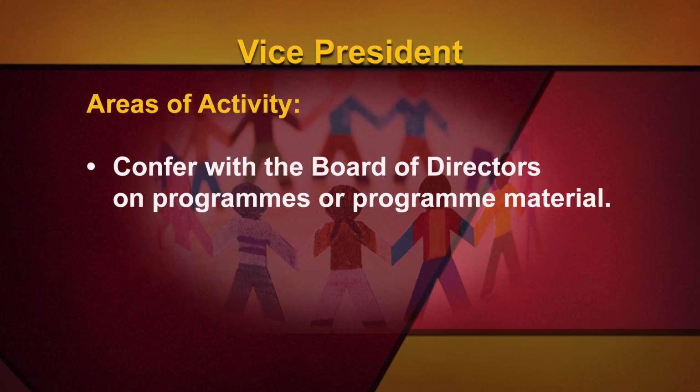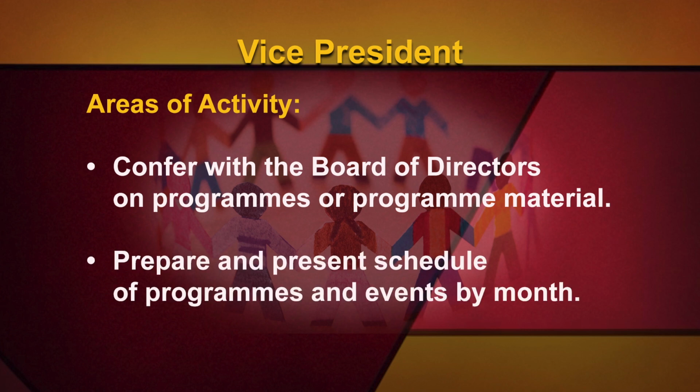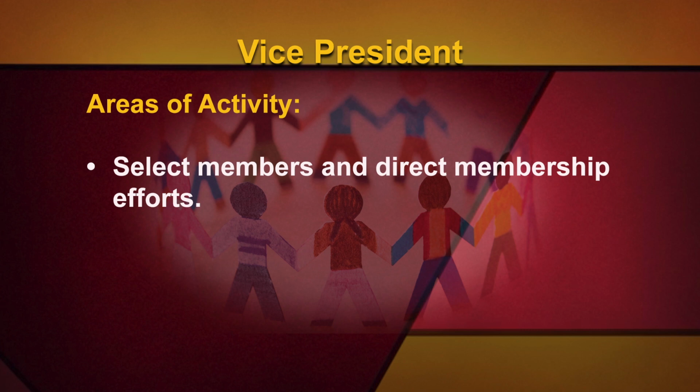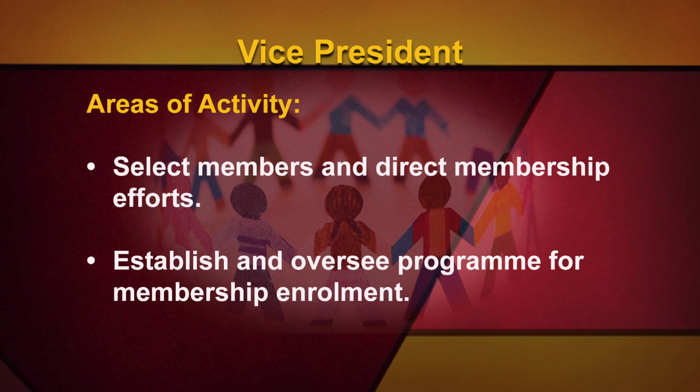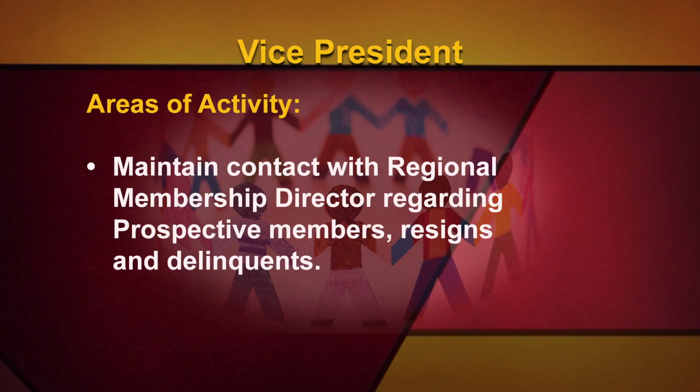Areas of activity. 1. Confer with Board of Directors on programs or program material. 2. Prepare and present schedule of programs and events by month. 3. Select members and direct membership efforts. 4. Establish and oversee programming for membership enrollment. 5. Maintain contact with regional membership director regarding prospective members, resigns and delinquents.